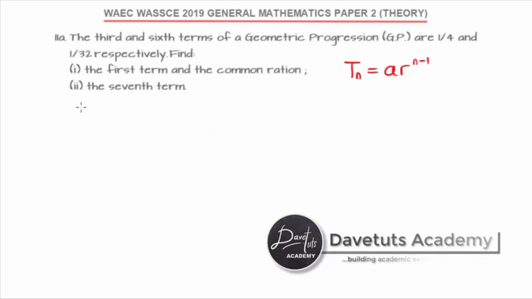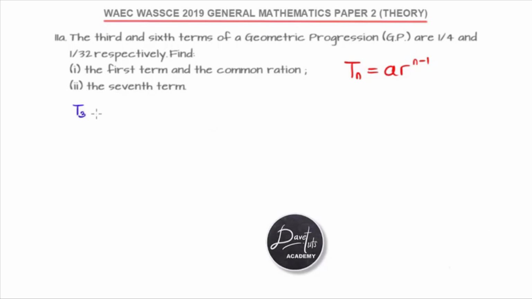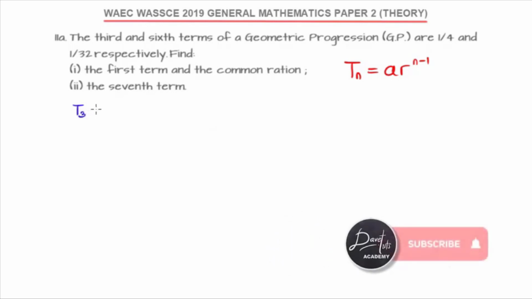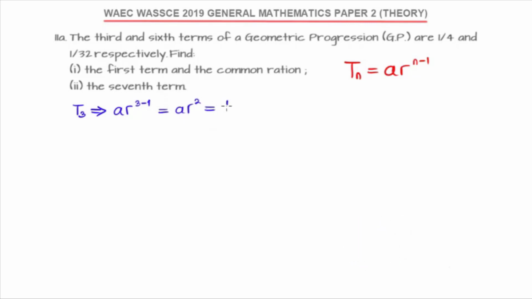So, for this particular question, we are told that the third term, that will be T3, is AR^(n-1), but instead of n, now we say it is 3, so 3 minus 1, which is 2. We are told that the third term is 1 over 4. That's the first statement in the question, so we can call this equation 1.